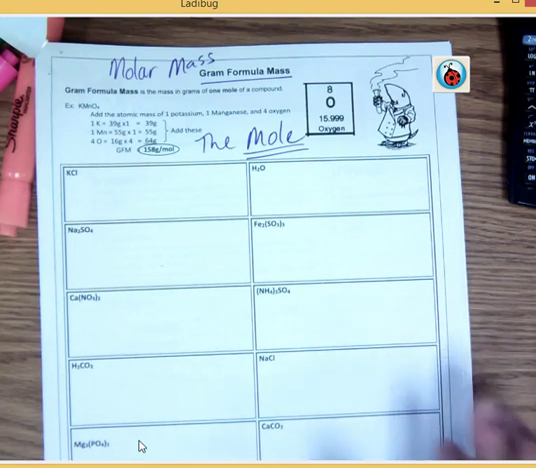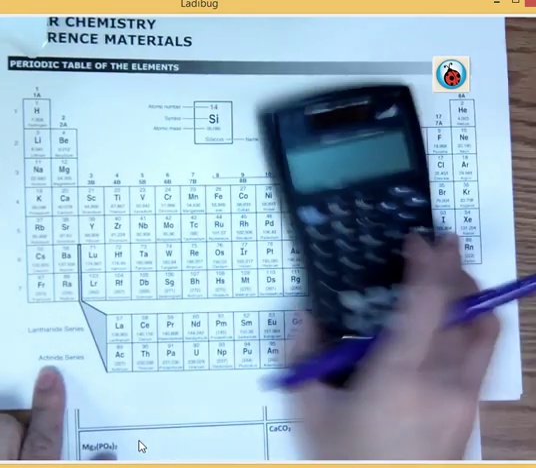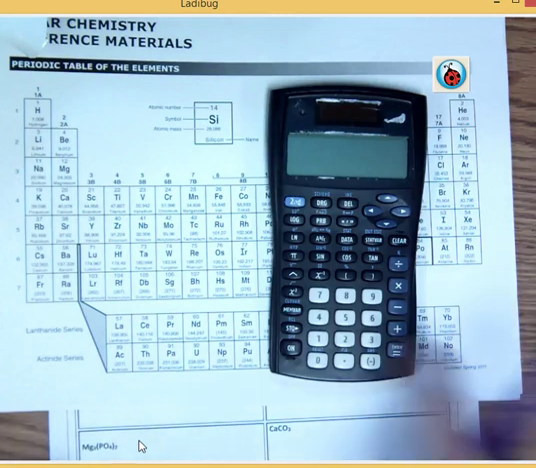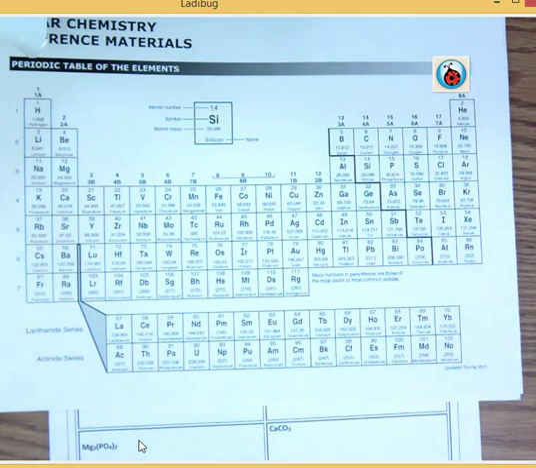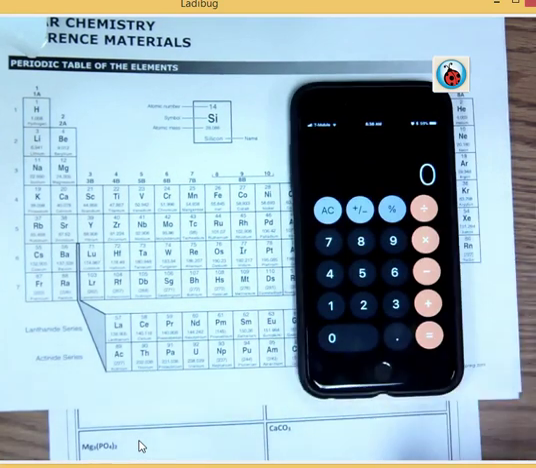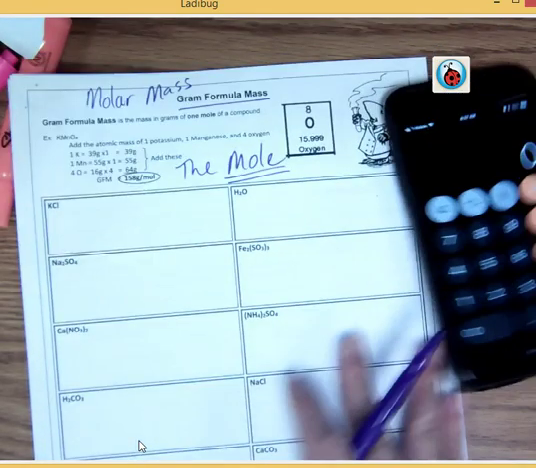Okay, so to do these problems, you need two things. You need a nice handy-dandy periodic table, okay, and a calculator. Your phone calculator works just fine. So I probably will use my phone calculator just to show you so that you too can do this at home. So all you need is add and multiply. Alright, so the steps to do this.